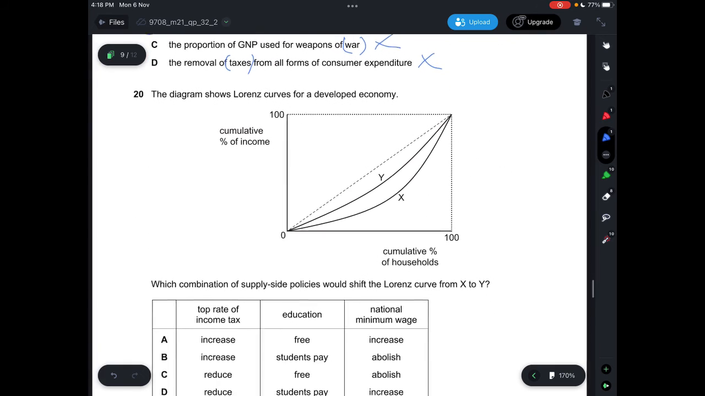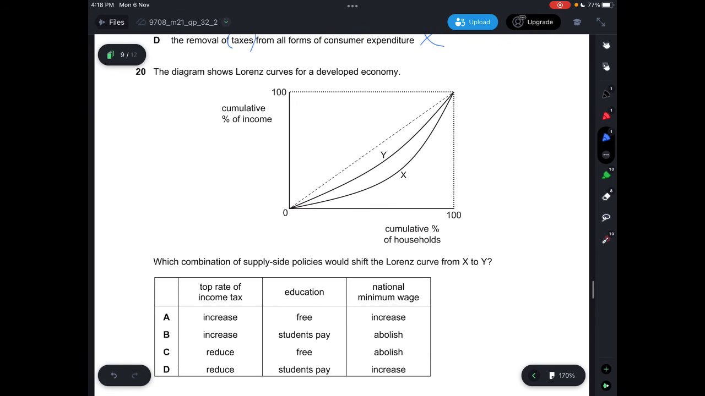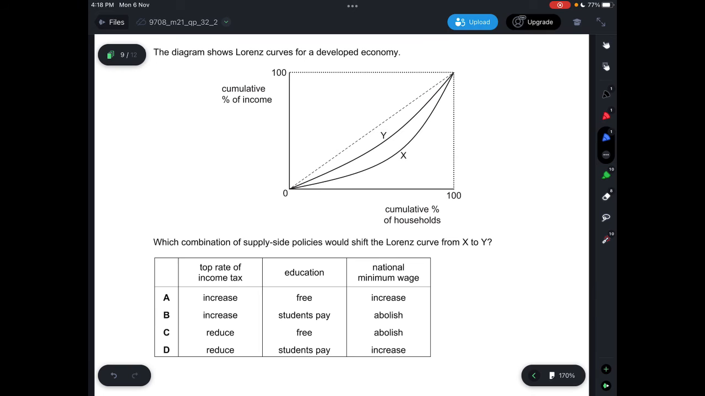Question 20, the diagram shows Lorenz curves for a developed economy, and which combination of supply-side policies will shift the Lorenz curve from X to Y, so a decrease in income inequality. So you need to remember that if, let's say, your Lorenz curve looks something like this, it means that there's an increase in income inequality. But when it's almost at the same position as this 45-degree line here, that means that there is zero income inequality, if it's completely straight.